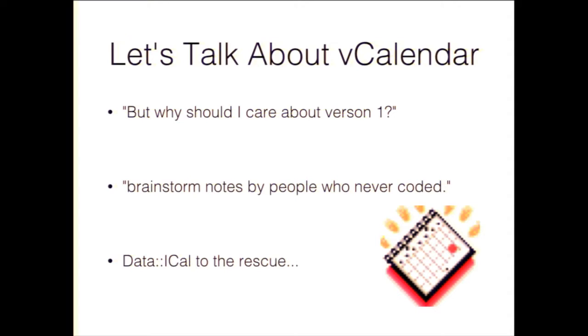So let's talk about vCalendar. Why should I care about version 1? Hopefully you shouldn't. It's horrible, and hardly anybody uses it. It looks like brainstorm notes by people who never coded. But supposedly, Data iCal says it supports it, so Data iCal to the rescue. Not so fast. It allegedly could handle vCalendar since 2006, and that was the last commit having to do with vCalendar.